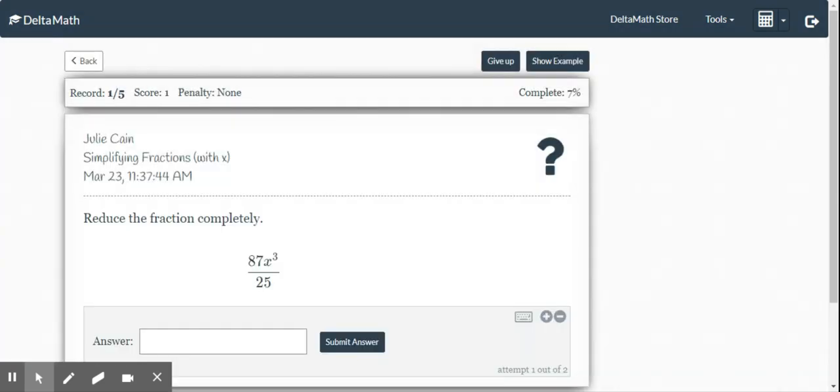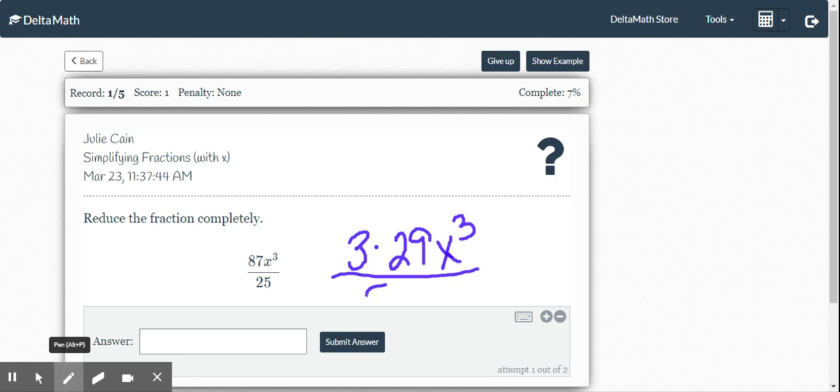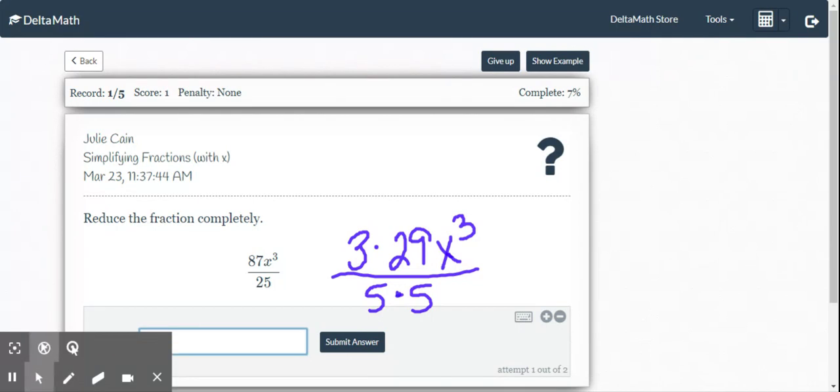So the first assignment that's due would be the 6-3 day one. I'm going to go through this simplifying with x. We've got this problem, 87x to the third over 25. Working this out on a calculator, 87 is 3 times 29, and we would still have x to the third. And 25 is just 5 times 5. 3 is a prime number, 29 is a prime number, nothing's divisible by 29, so actually this problem does not simplify. This is kind of a trick question.